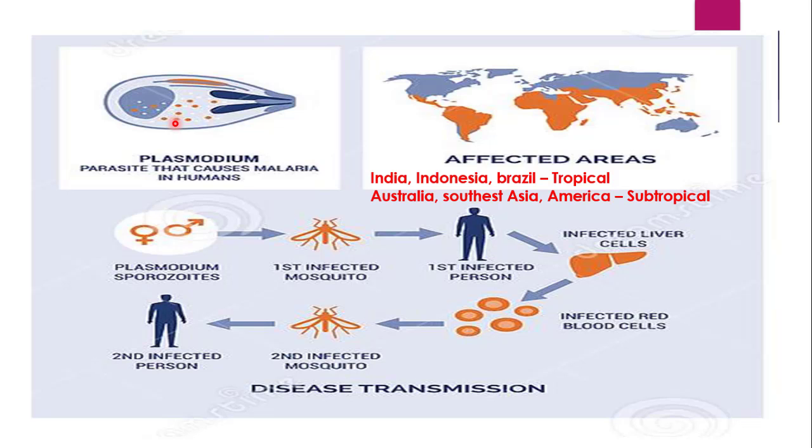So it is the female Anopheles mosquito, and it is the Plasmodium parasite which causes malaria. The affected areas, as we discussed, are tropical countries such as India, Indonesia, Brazil, etc., and subtropical countries like Australia, Southeast Asia, America, etc. The life cycle of the malarial parasite we have discussed earlier in detail in the video on anti-malarial drugs, and also as a separate topic.